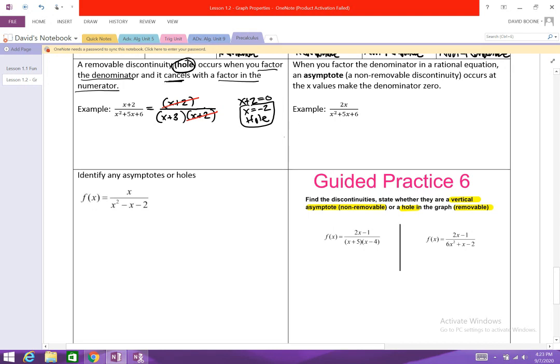Now, leading into this next example, I look at this last piece right here, x plus 3. When you factor the denominator, which is what we just did over here, an asymptote, more specifically a vertical asymptote, occurs at the x value that makes the denominator 0. So I want to know, when would this x plus 3 be 0? If I solve that, it would be x equals negative 3. So this is where I would have an asymptote.